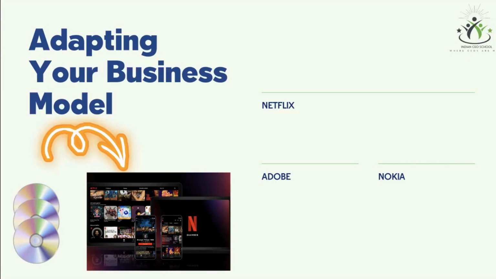If you see Nokia, when Android came into the picture, Nokia did not transform their technology and they did not adapt their business model. Here, they thought of retaining the customer, but what happened was everyone suddenly moved out of Nokia and went to the other competitors.